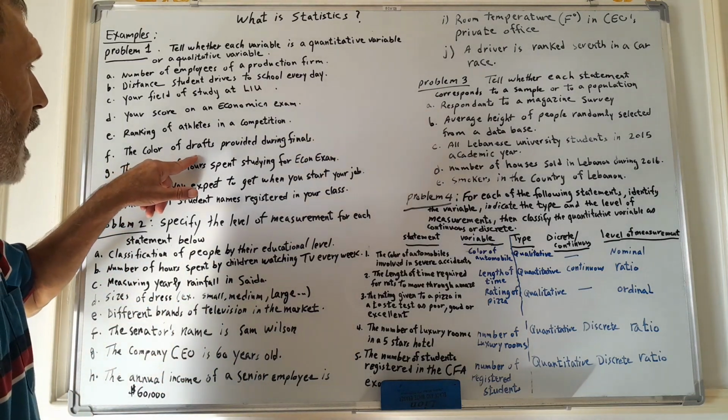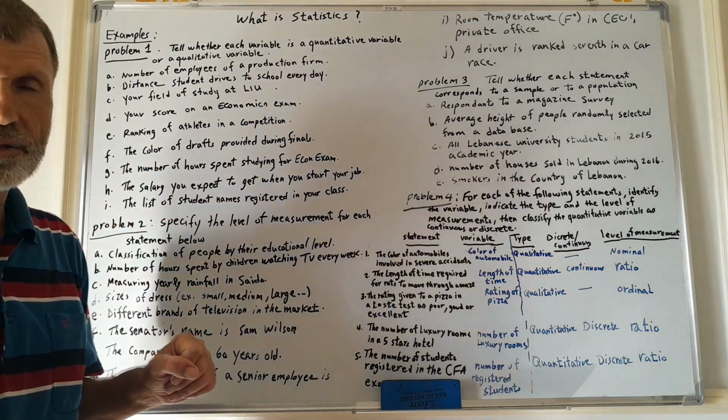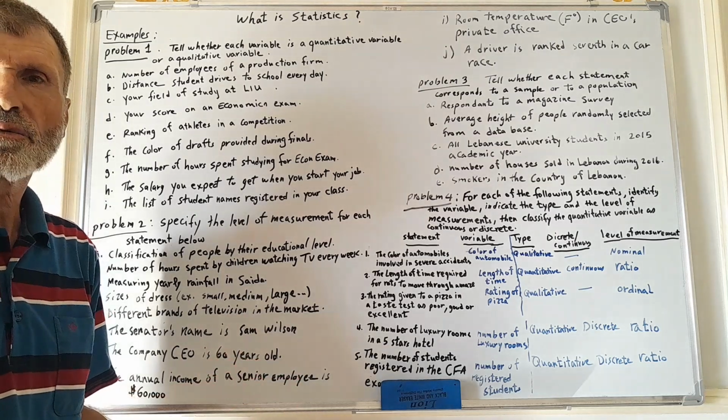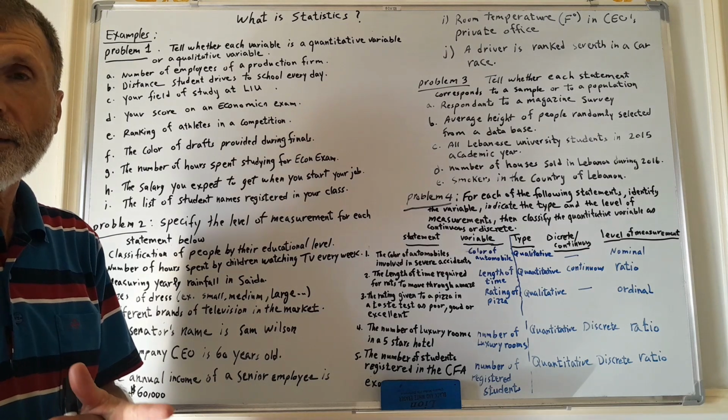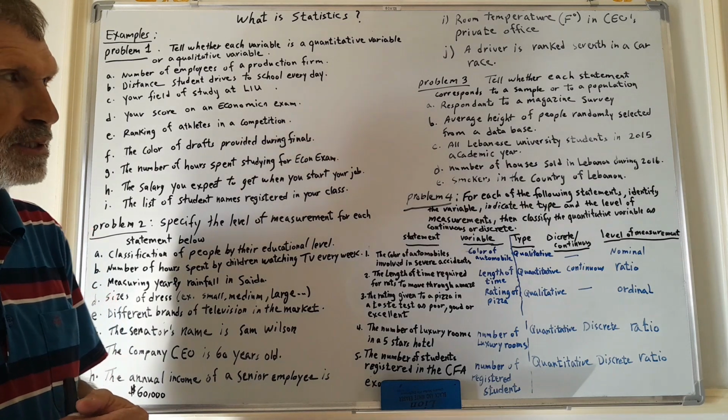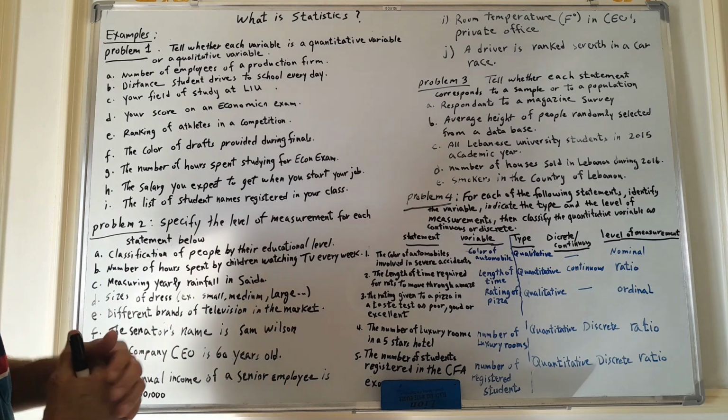The color of drafts provided during finals. Of course, the color could be red, could be blue, could be green. Therefore, these are related to qualitative variables because they talk about attributes.